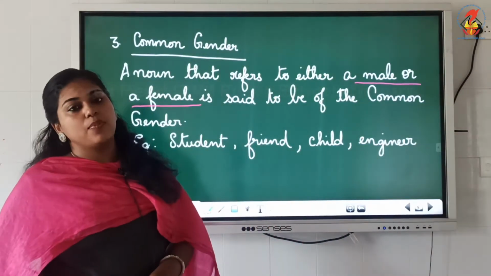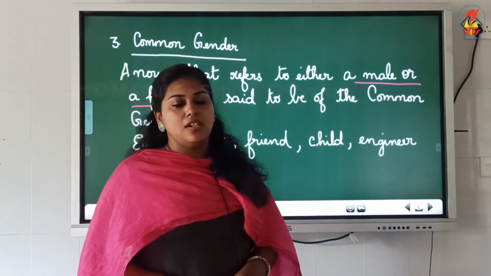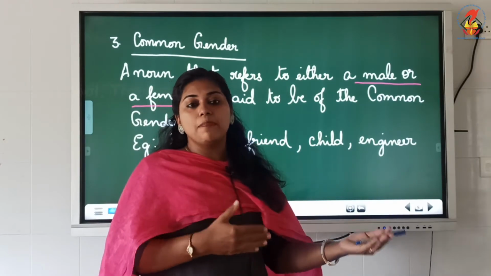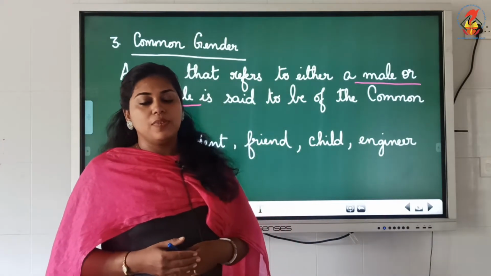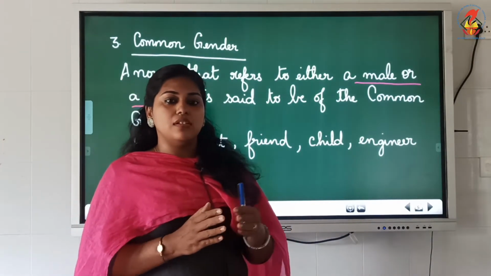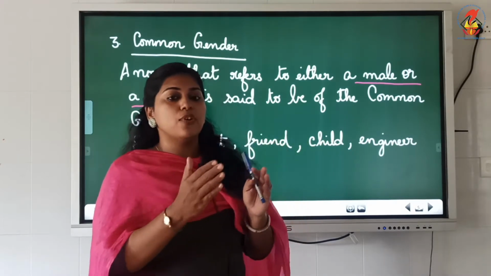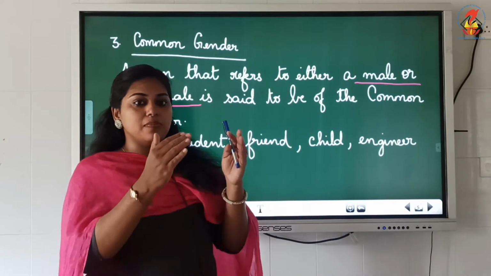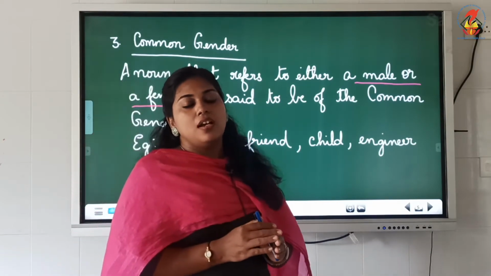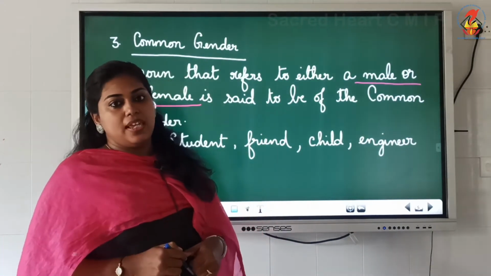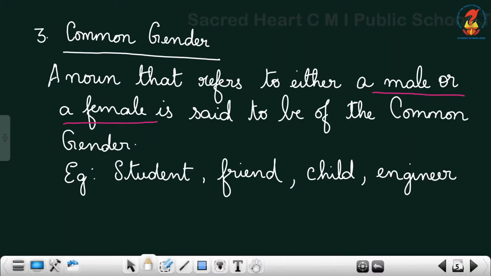Now the third type of gender, which is common gender. Common gender can be both male or female. In masculine gender, we refer only to the category that comes under male gender, and for feminine we refer only to the category which comes under female. Now here it can be both male or female. So a noun that refers to either a male or female is said to be of common gender.